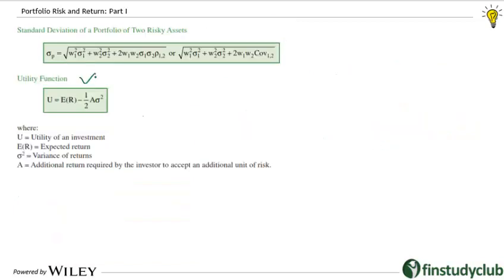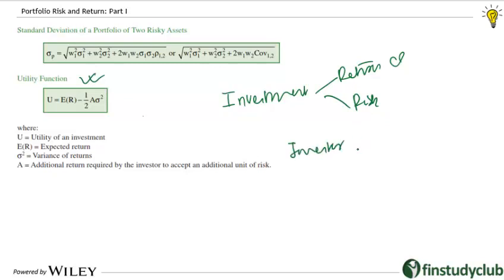Let's now look at the utility function. Now we all understand that we love any investment because of its return, but then there is another aspect to it, which is risk. So you would say, hey, I love return, but do I love or hate risk? Well, it depends upon what kind of an investor you are. So if you are an investor who is risk averse, you are going to hate risk. If you are a risk neutral investor, you are indifferent to risk. And if you are a risk seeking investor, you love risk.